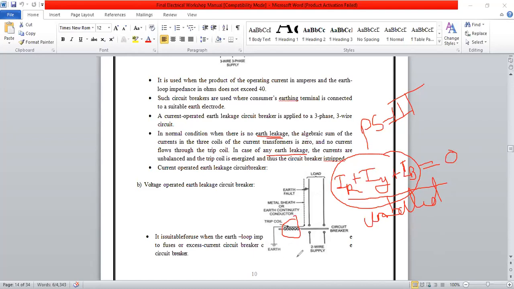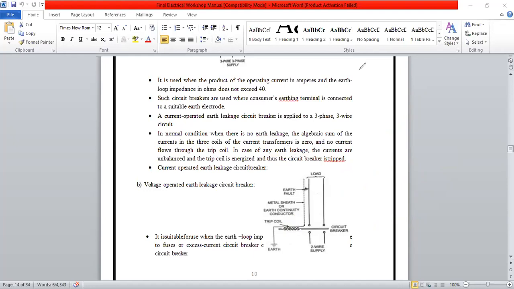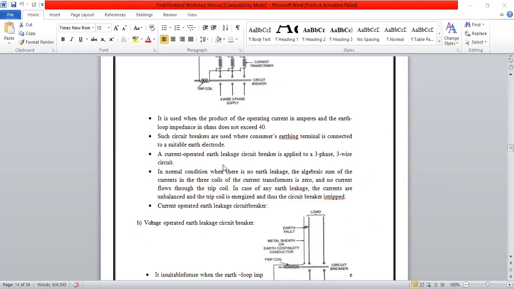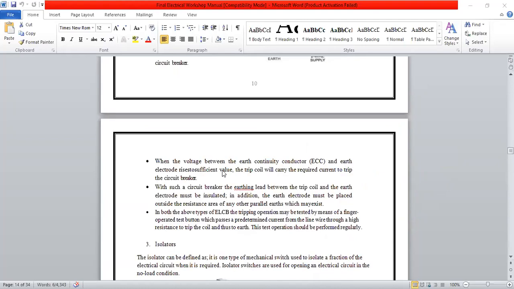If the trip coil gets energized, then the circuit breaker can be tripped. Not for this diagram, for this one diagram. See here, this trip coil will get energized, and when this trip coil gets energized, then the circuit breaker will trip the circuit, or the current operated earth leakage circuit breaker will operate and trip the circuit. Okay, so this is the current operated circuit breaker.